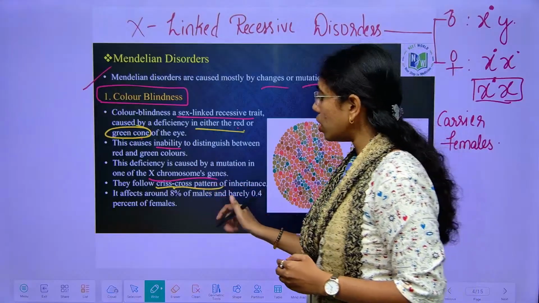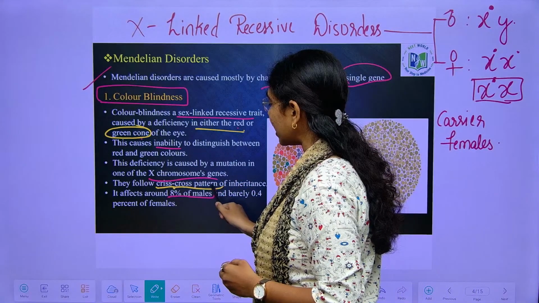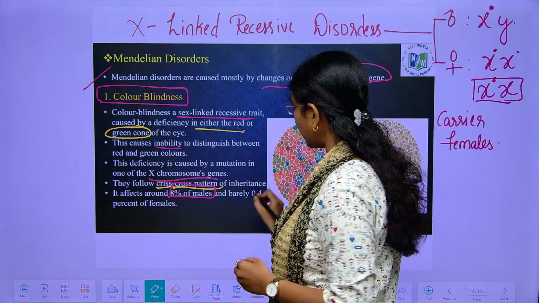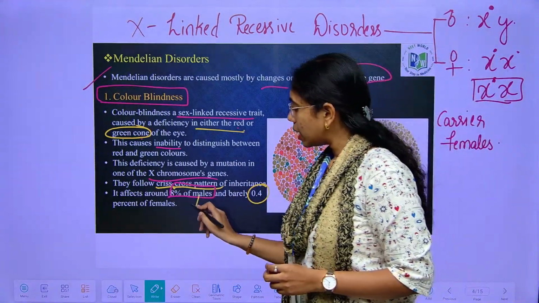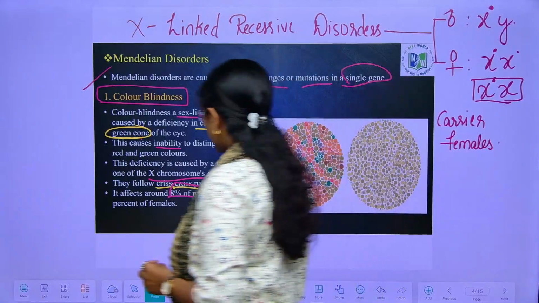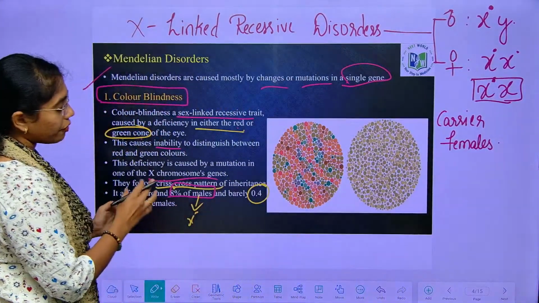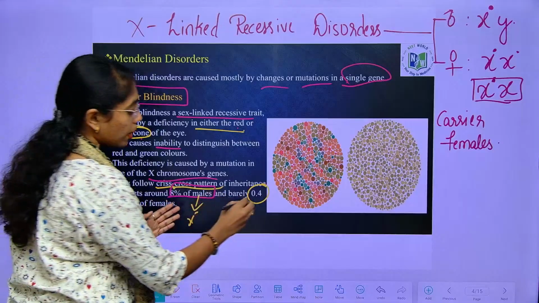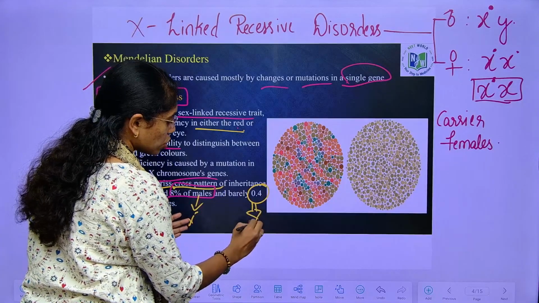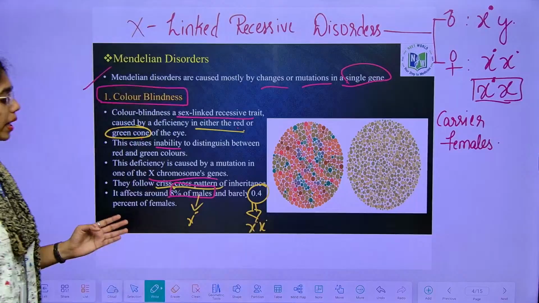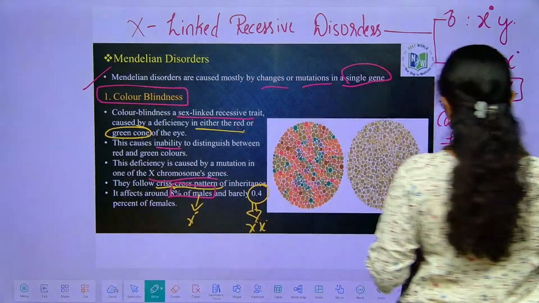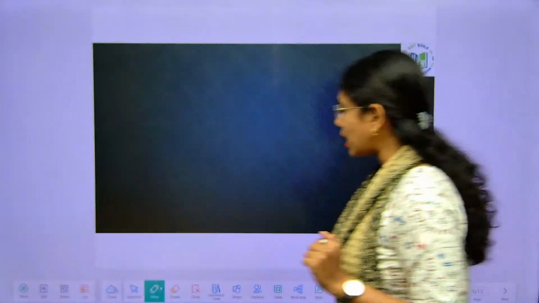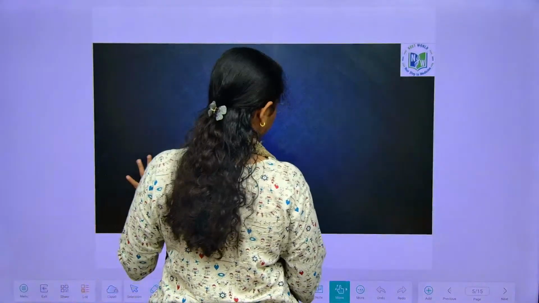They affect around how much percent of males? 8% of males and 0.4% of females. Because in males, if one X chromosome is affected, it will affect the male. But in females, to exhibit the disease, both X chromosomes should be affected. Got it? So, this is about color blindness, and now we will see all the possible allelic combinations of color blindness.